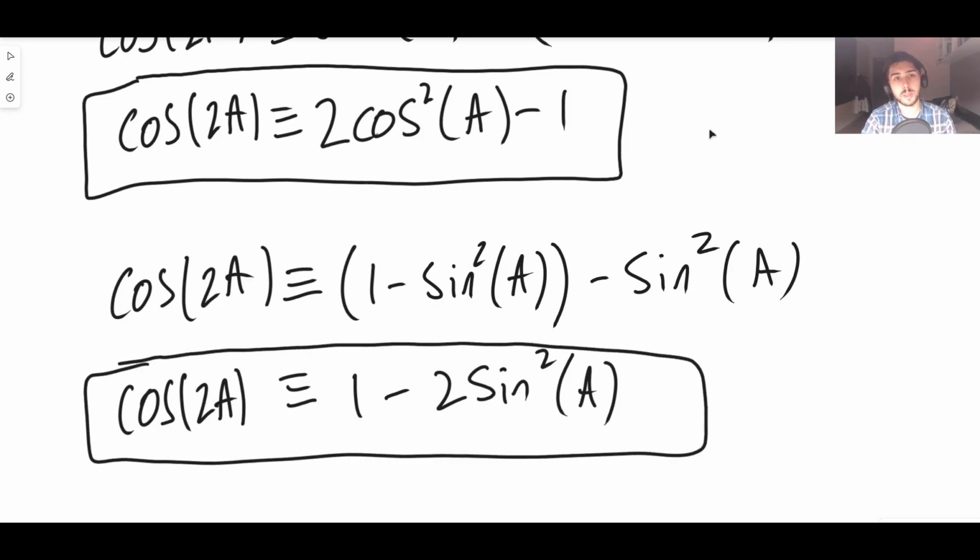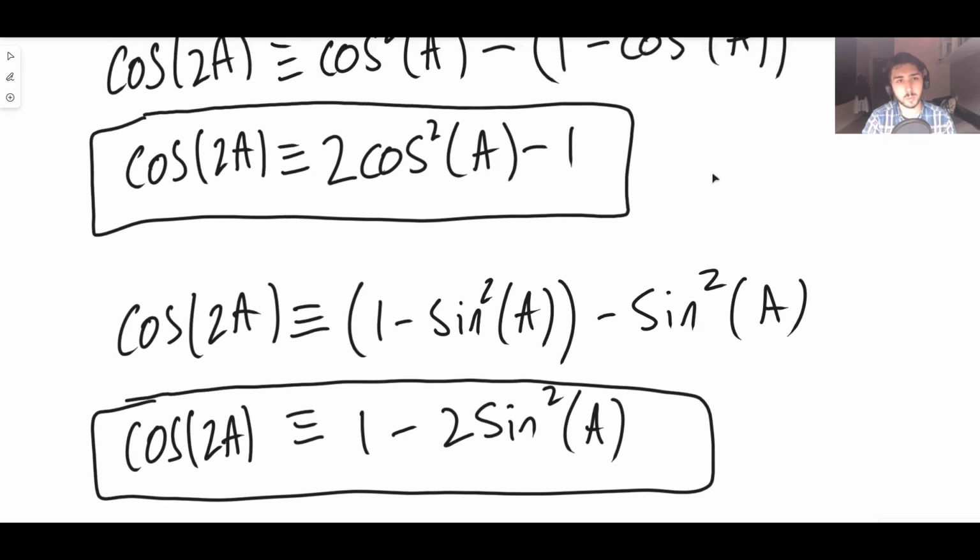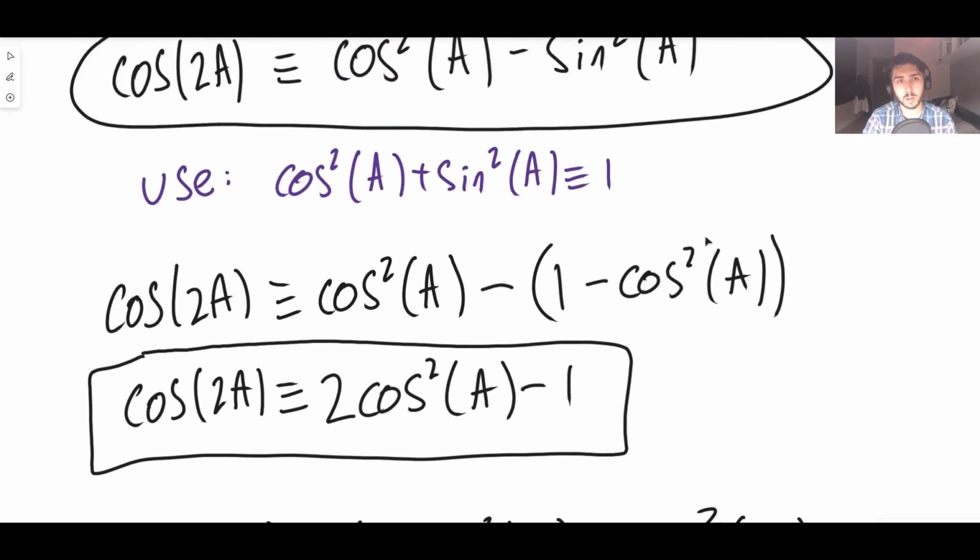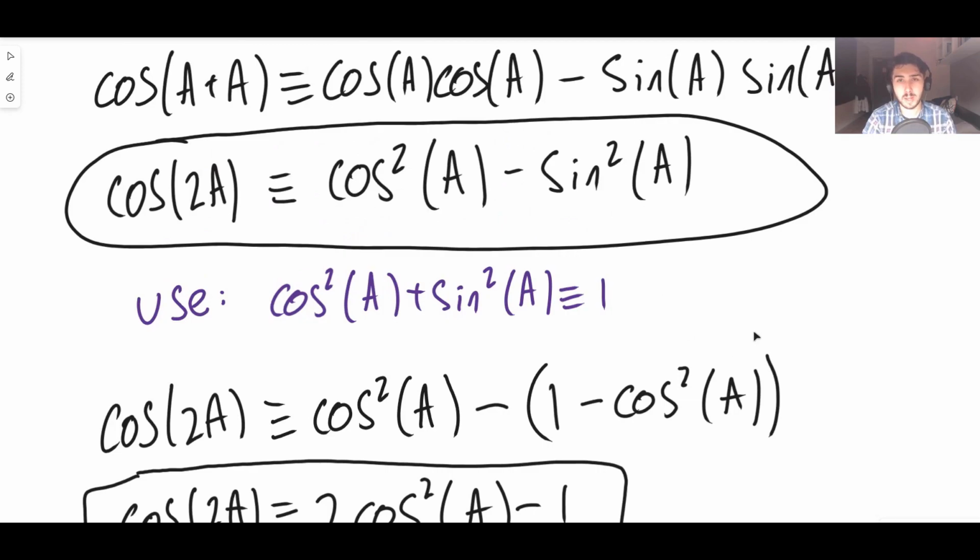They're all useful in their own right. So cos 2A is 1 minus 2 sine squared A. It's 2 cos squared A minus 1. And it's also cos squared A minus sine squared A. Cool. On to the last one, tan.